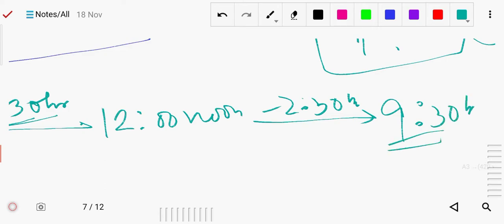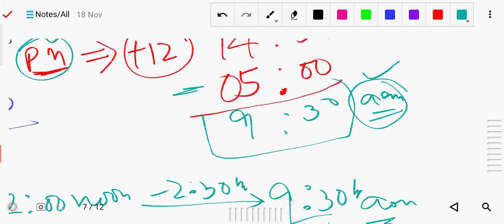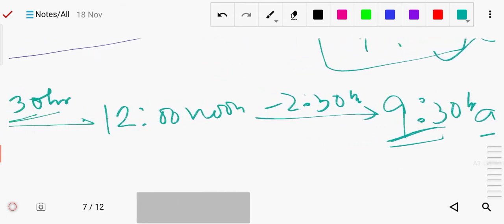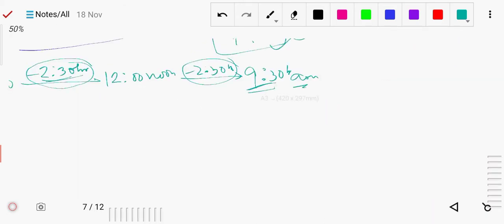So now you reach 9:30, and this 9:30 is actually AM. You can check that this answer and this answer both have the same result. You can see 2 and 30 means 2 hours 30 minutes, so altogether it is 5 hours, so we go back to the 5 hours, and you get 9:30.